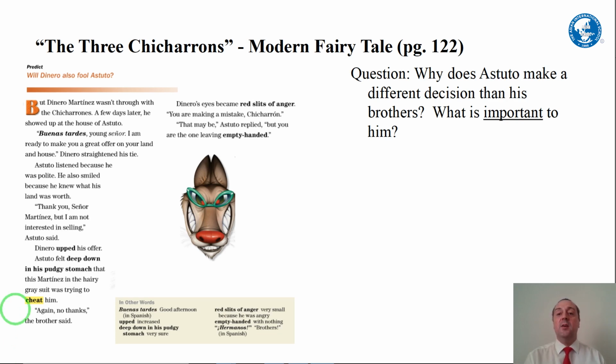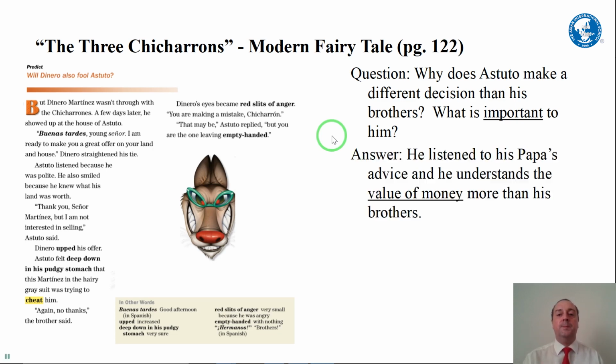So the question is, why does Astuto make a different decision than his brothers? What is important to him? Again, we've already studied the character, Astuto, and his character traits. What makes him unique or special? He listened to his papa's advice, and he understands the value of money more than his brothers. So he has understood the lesson that his father is trying to teach him.